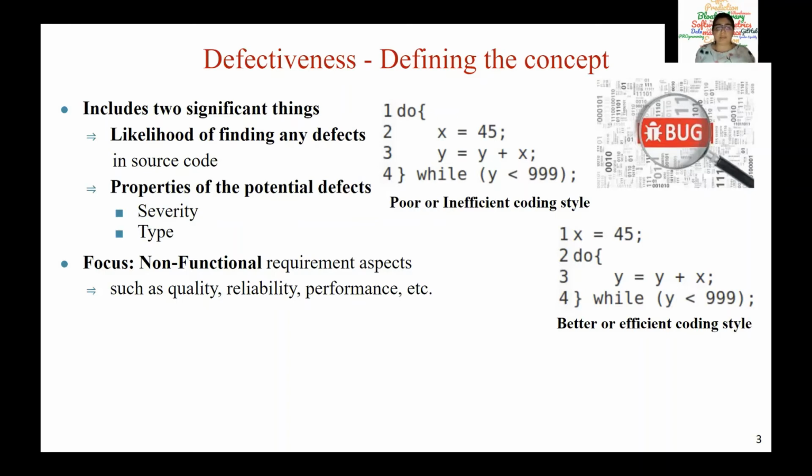The focus here is on the non-functional requirement aspects such as quality, reliability, performance, etc. The slide also presents an example of inefficient coding style versus efficient coding style.